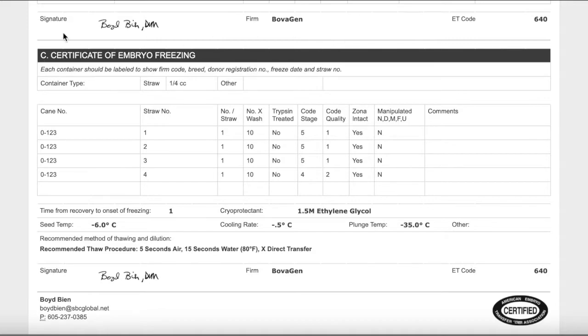Now, if you purchased embryos, this is what you want to pay attention to. You have the cane number, which is going to help you identify in your tank which ones these are. Here's your straw number. Here is your stage and grade. You got 3 5-1s and 1 grade 2. This is all pretty standard. If it's not exported, there wouldn't be a trypsin treatment. Zone intact, this is all pretty standard. The number of embryos per straw should always be 1. Wash 10 times, this is all standard, and it tells you how we froze it here.